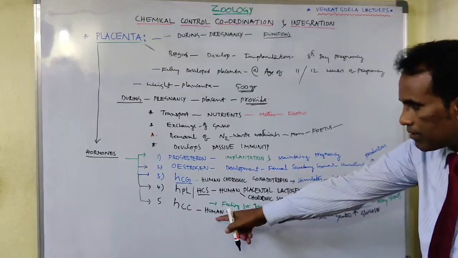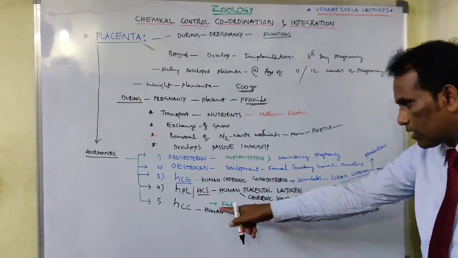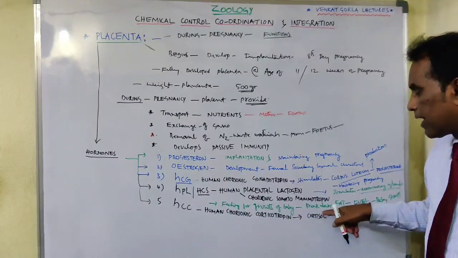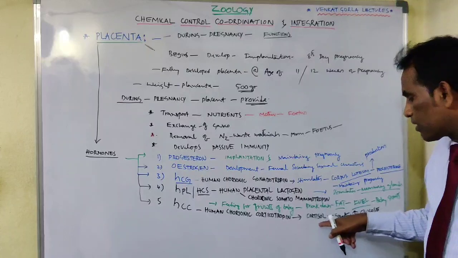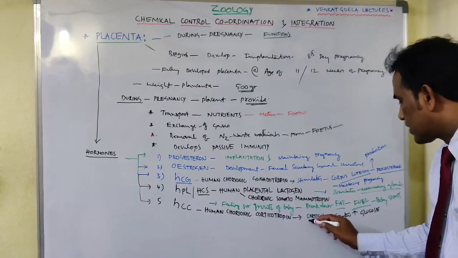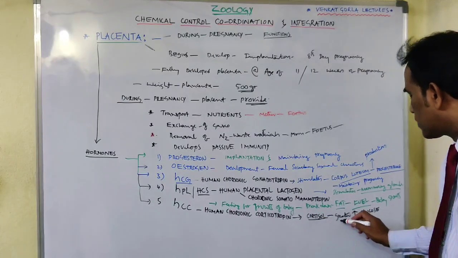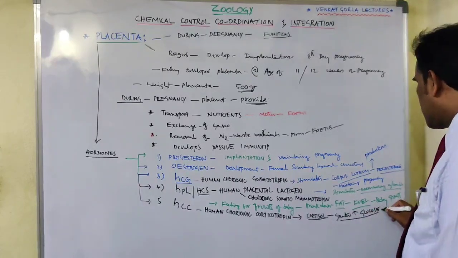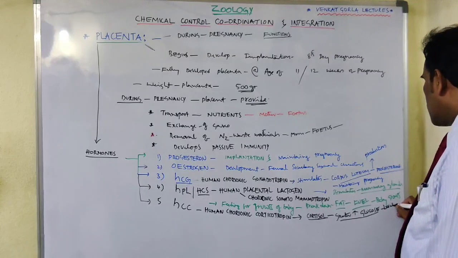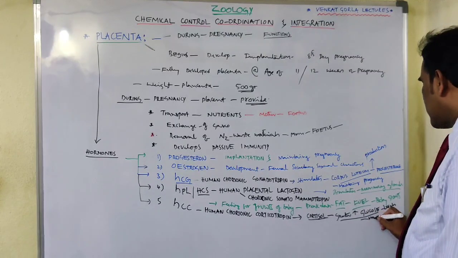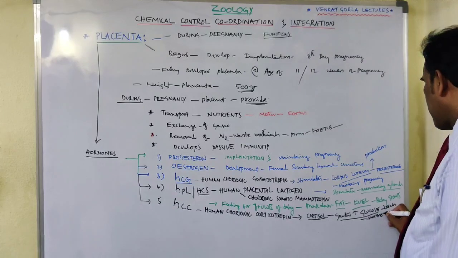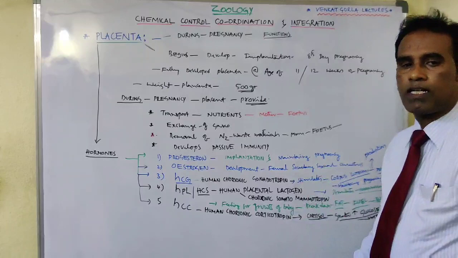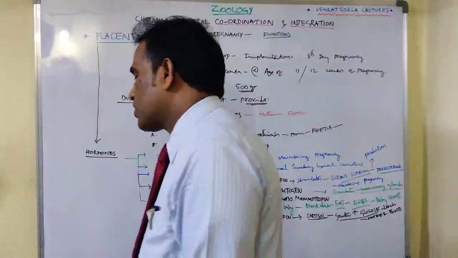So HCC, it is common. It stands for human chorionic corticotrophin, and this is mainly meant for the synthesis and secretion of cortisol hormone, which greatly increases glucose levels in the mother's blood, which is available for fetal consumption. That's a very important HCC.